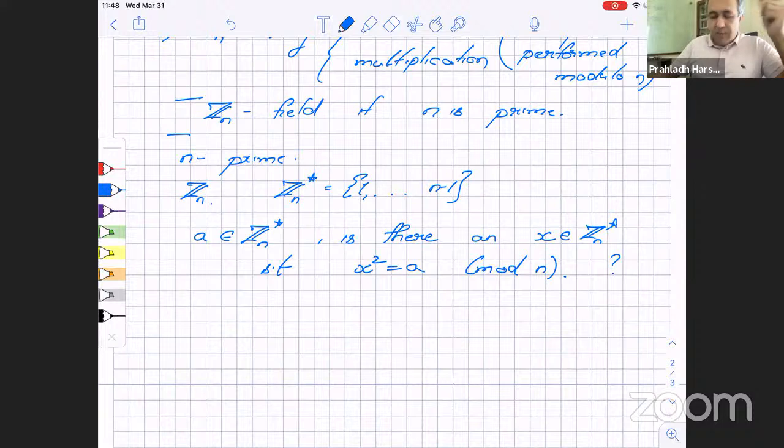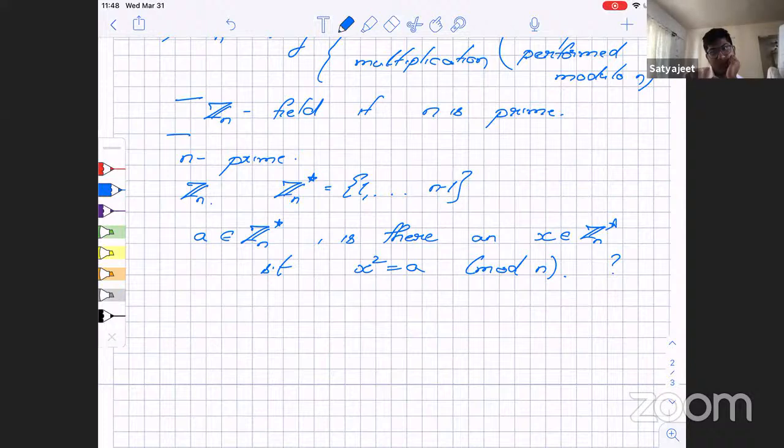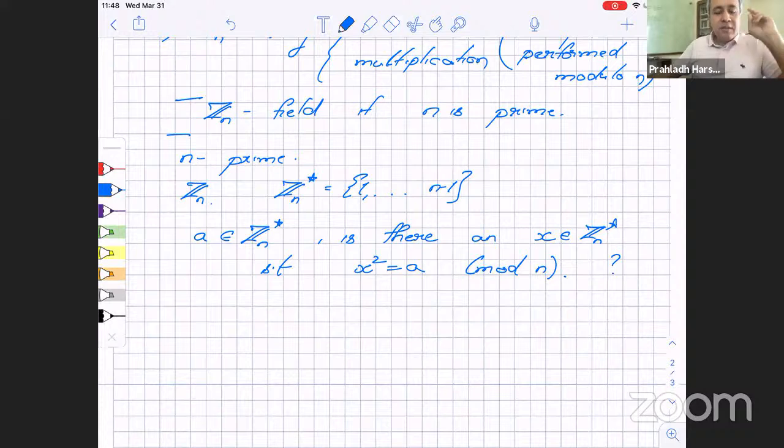And more than that, let's do the other question. What's the maximum number of x such that x square is equal to a? I fix a, and I ask you what's the maximum number of x such that x square equals a? 2. Why? Because the degree of the polynomial is 2. So x square minus a equals 0 is a quadratic polynomial, and because this is a field, it can have only at most 2 roots. At most the degree number of roots. This is an important fact for fields, and we'll see another surprising consequence of this later.